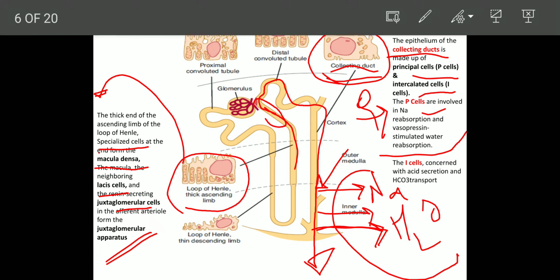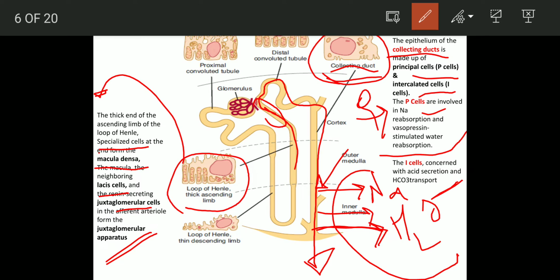This was about the P cells, and what about the I cells? If you talk about the I cells, these are concerned with acid secretion and bicarbonate transport. Suppose your body goes into alkalosis, then this will try to function and secrete acid. To maintain the pH of the body, it has to secrete a certain amount of acid, so that your body doesn't go into acidosis or alkalosis. This is how they play a role in regulation of your pH.